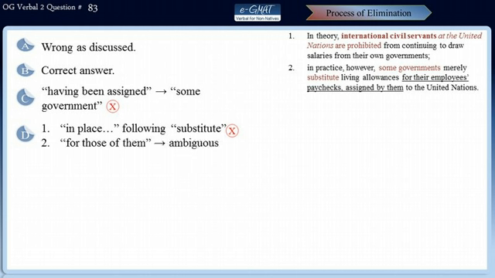Also, this phrase for those of them is very ambiguous. We do not even know what it refers to in this entire sentence. So these two errors make choice D incorrect.